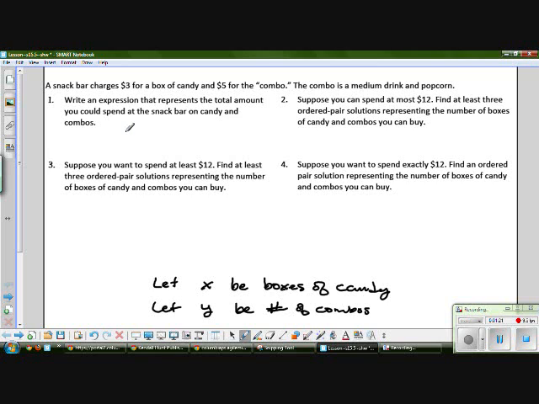So we have $3 for a box of candy, so that's going to be a 3 times x. We have $5 for the combo, that's going to be a 5 times y. If you want the total, well, we'll add them. I mean, that's pretty obvious, right? Adding gets you the total.